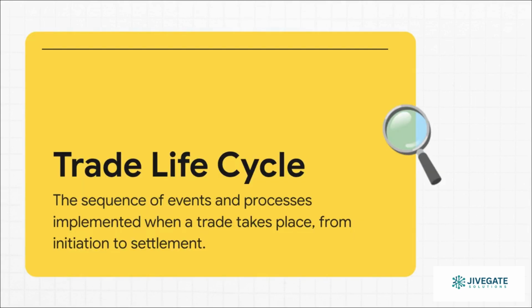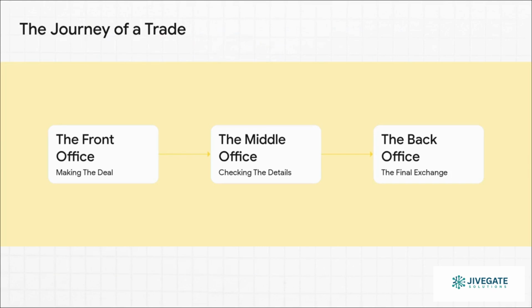And yeah, that process has a name, the trade life cycle. It's the official term for the entire journey, every single step, from that first flicker of an idea in an investor's mind to the final moment when the money and the stock officially change hands. Now, to make sense of this whole thing, we can break the journey down into a simple 3-act story. First, you've got the deal being made in what's called the front office. Second, all the details get checked and double-checked by the middle office. And finally, the actual swap happens in the back office. So, let's follow a trade through each of these stages.